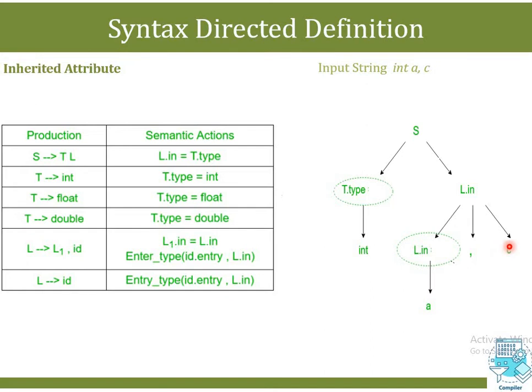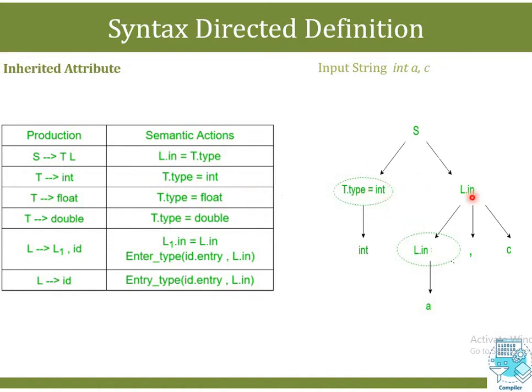Now let us compute the value of the attributes. Here we have two attributes. One is the type attribute, another one is the in attribute. Now let us compute the value of the attributes. First let us compute T dot type. So what is T dot type? We have expanded T to int, right? So when we expand T to int, then T dot type will be int. We have a rule stating that T dot type equal to int. So T dot type will be int.